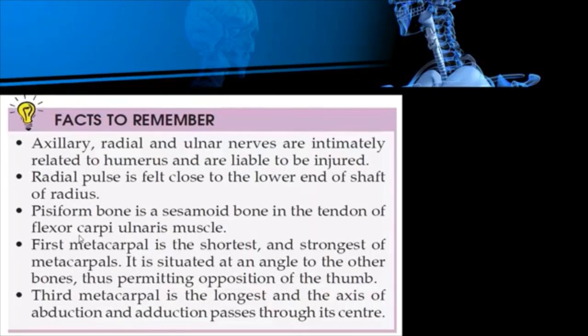The first metacarpal is the shortest and strongest of the metacarpals, and it is situated at an angle to the other bones, thus permitting opposition of the thumb. The third metacarpal is the longest, and the axis of abduction and adduction passes through its center.